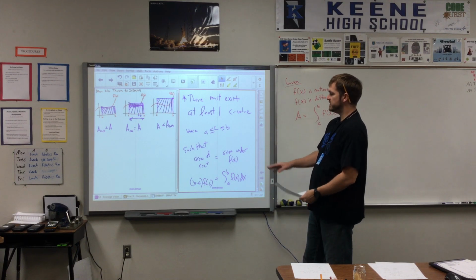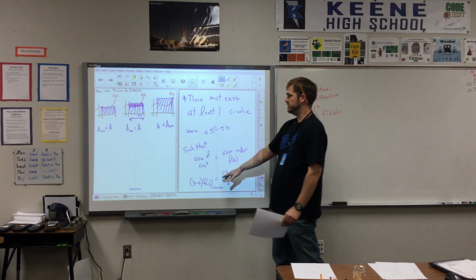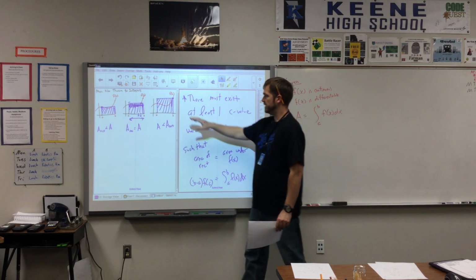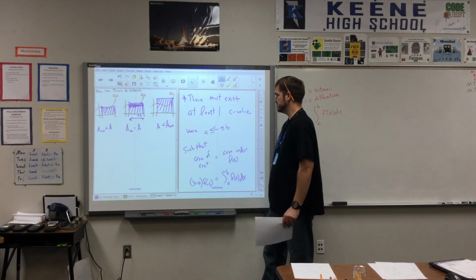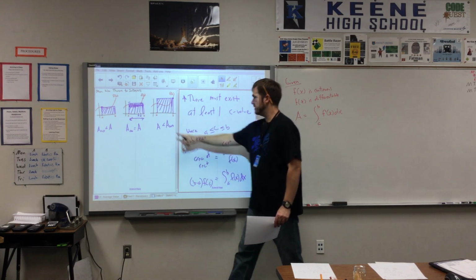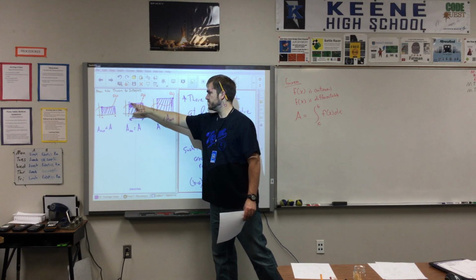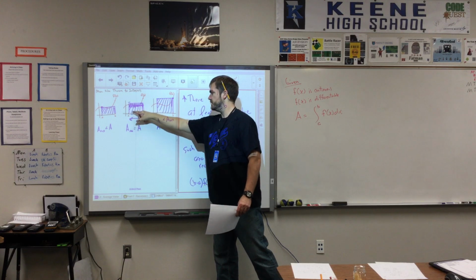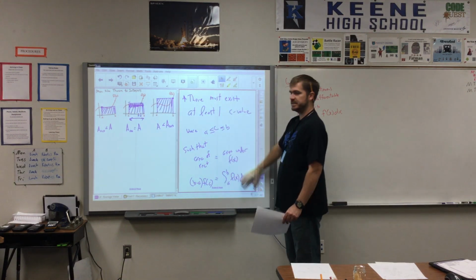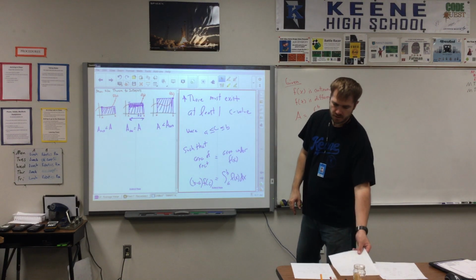So there's got to be some c value such that, when you plug c into the function, you get that height. You take that height and this width and multiply them together, and you're going to get the exact area under the curve.